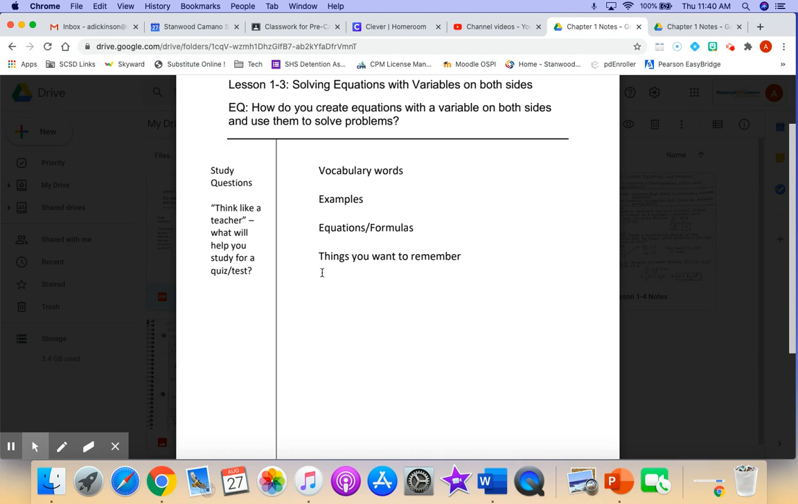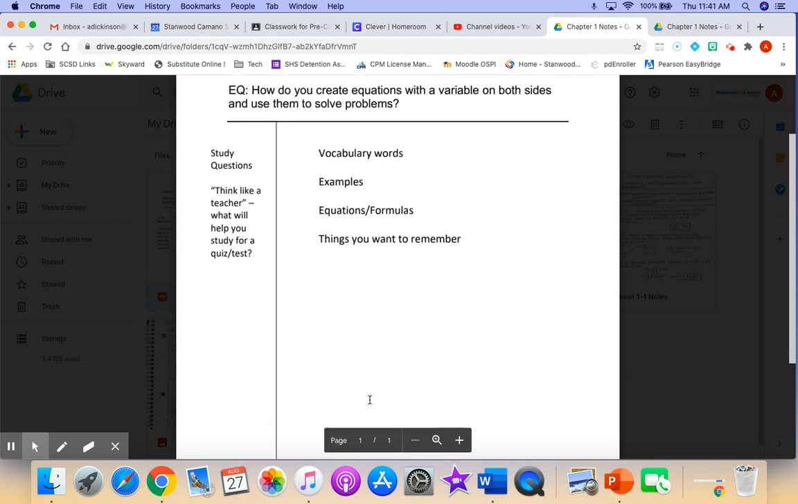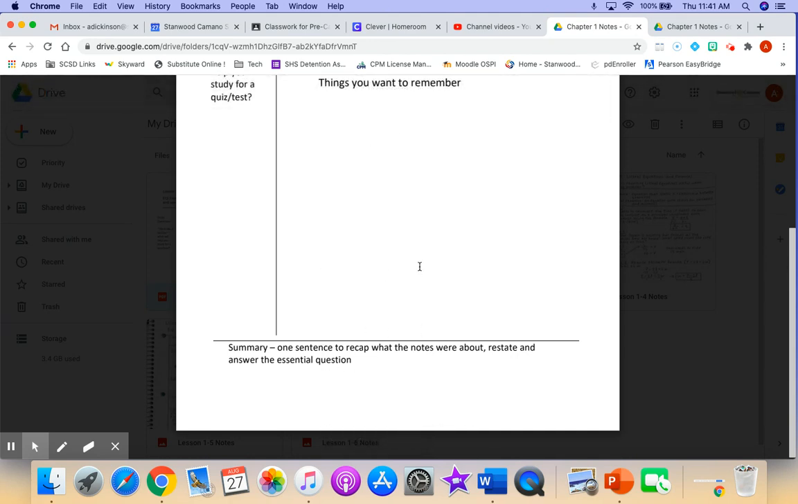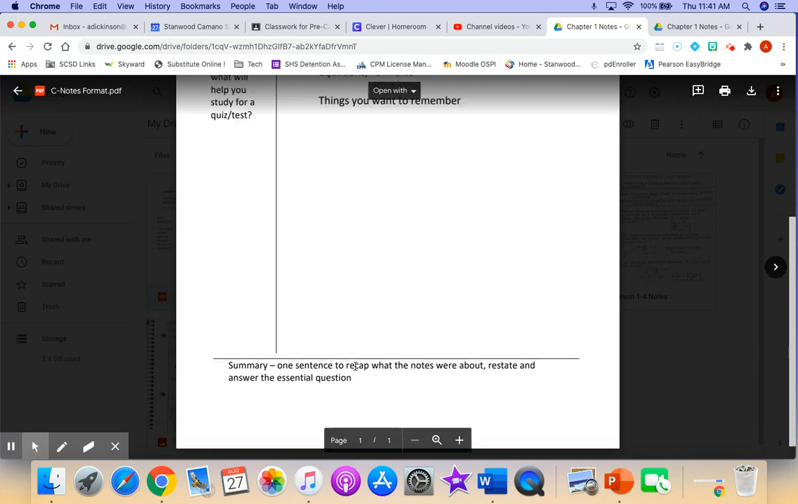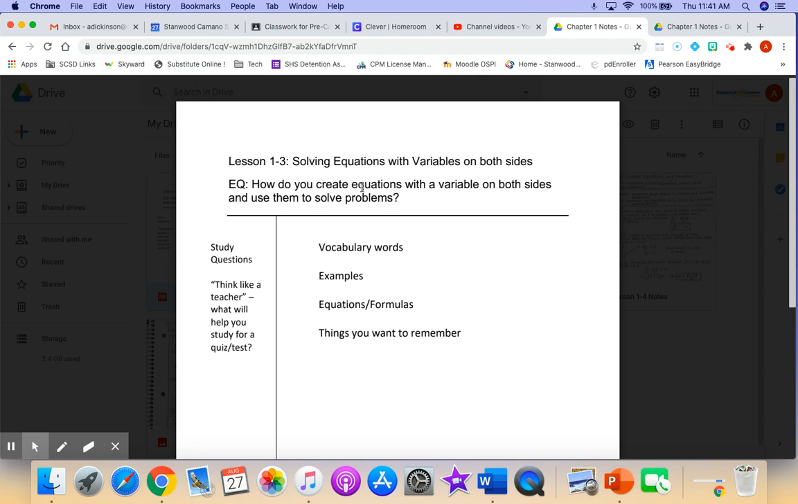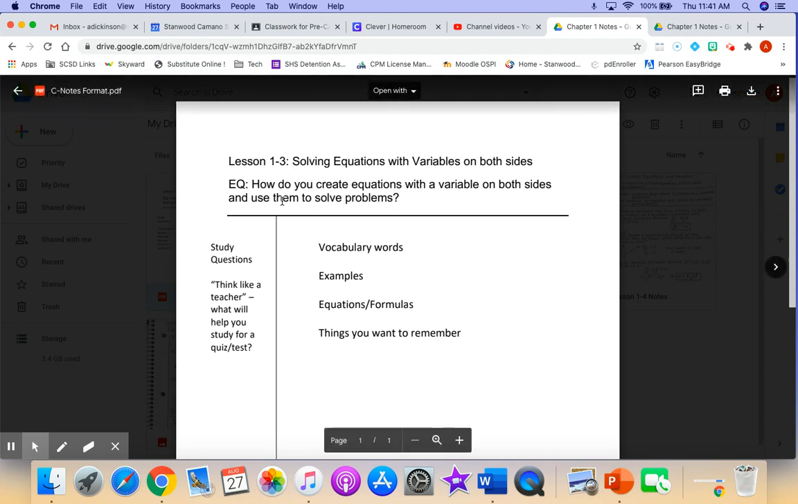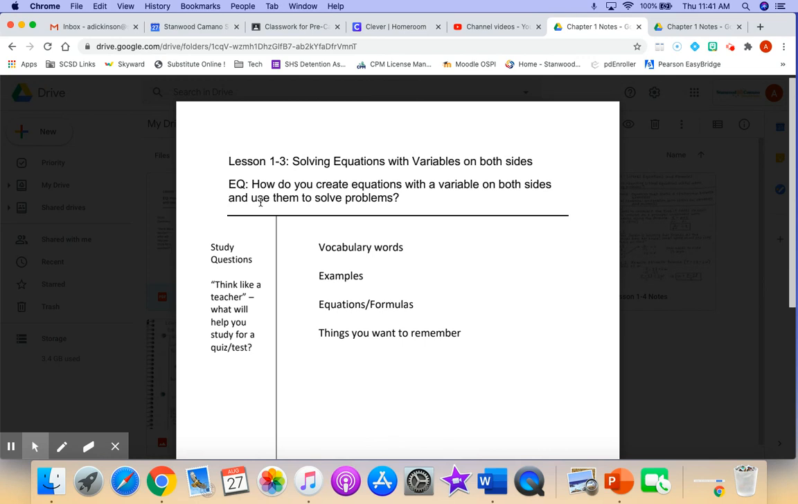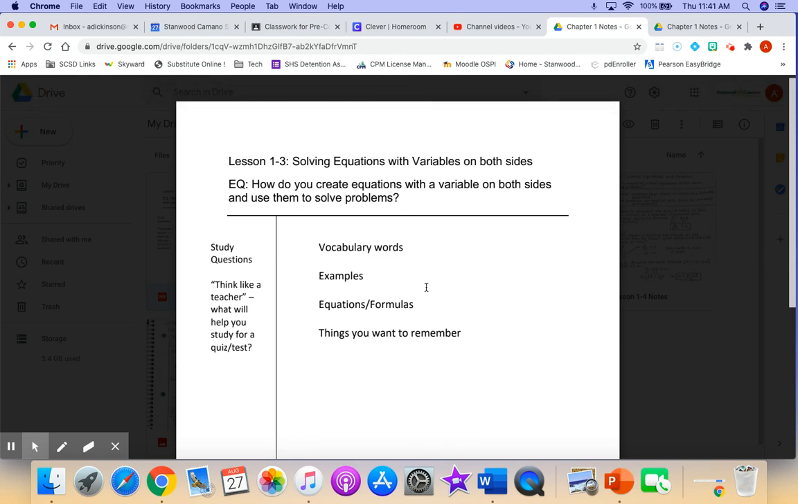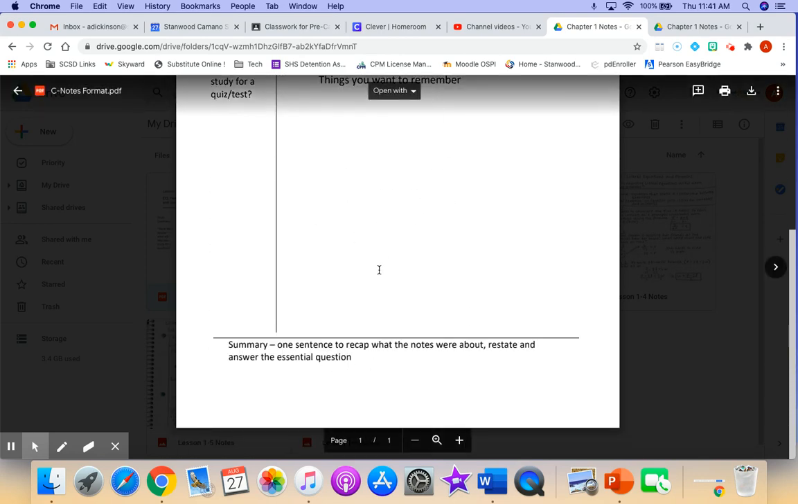So again, I'm not grading all of this. These are just tips to help you, because the more you look at your notes, the better off you're going to learn the material and understand what you're doing. The summary down at the bottom is just 1 sentence to recap what the whole page of notes were about. So I like to restate and answer the essential question. So that's why I put this up here. So if I'm restating this, I would say, I create equations with a variable on both sides by, and then I would finish that sentence. And then I could say, and I use them to solve problems by, and then you would complete that sentence. So just a quick little recap of what the notes are about.